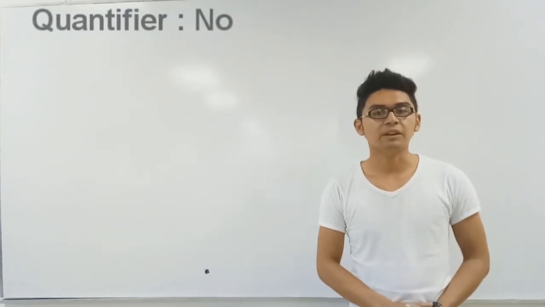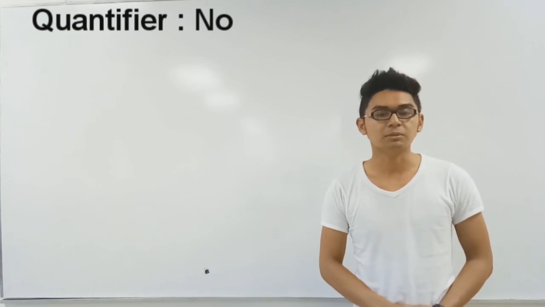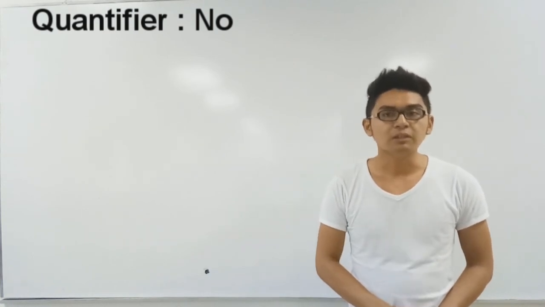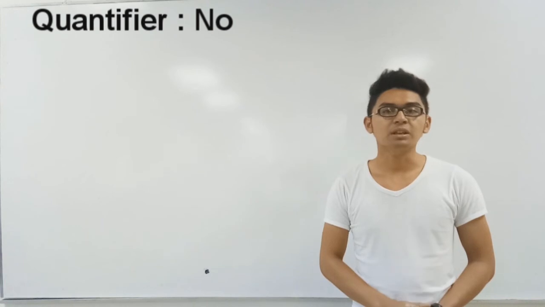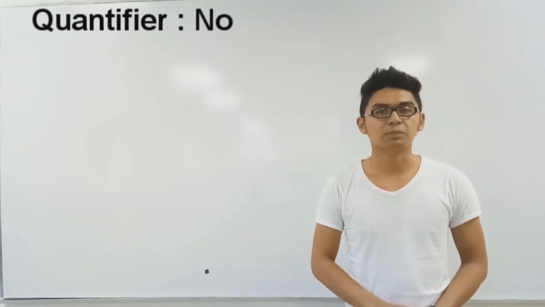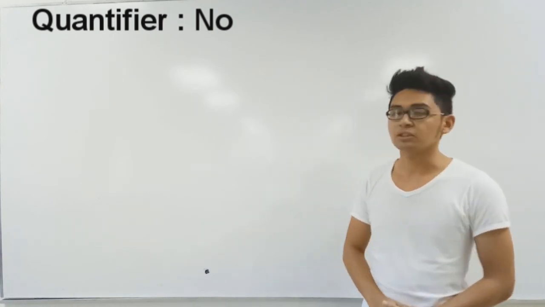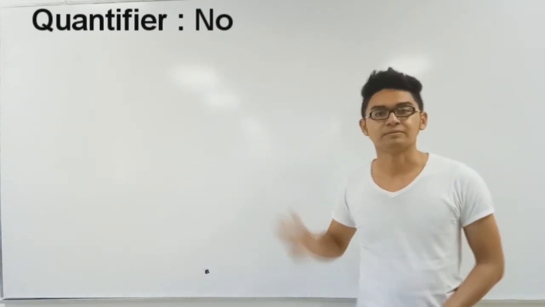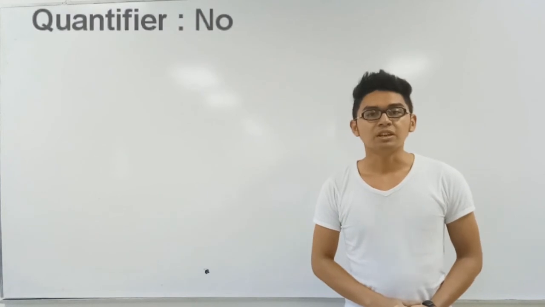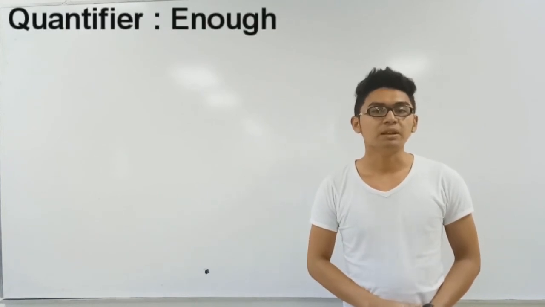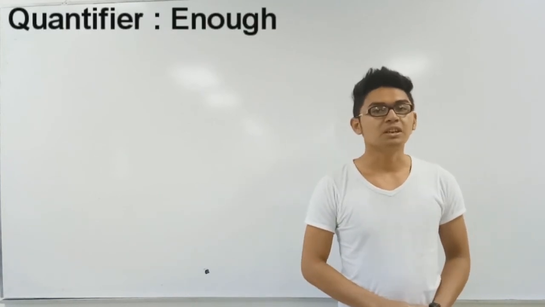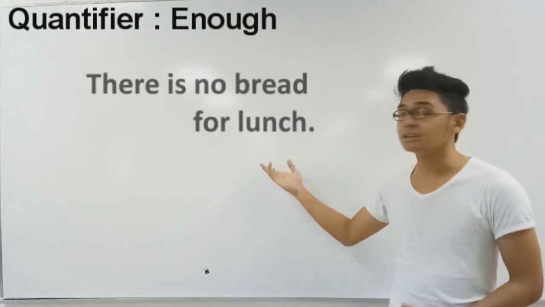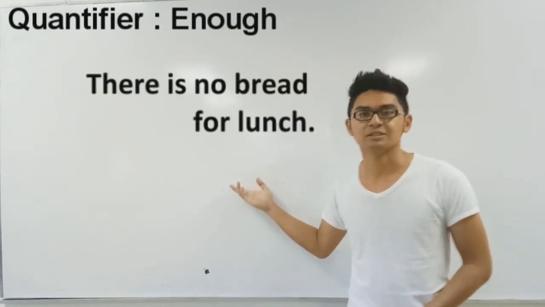Next, the quantifier no, we use it with singular countable nouns, plural countable nouns, and uncountable nouns to say something does not exist or is not present. For example, with a countable noun, there was no chair for me to sit down. Okay, the enough quantifier can be placed before any noun to indicate the quantity required. For example, there is no bread for lunch.